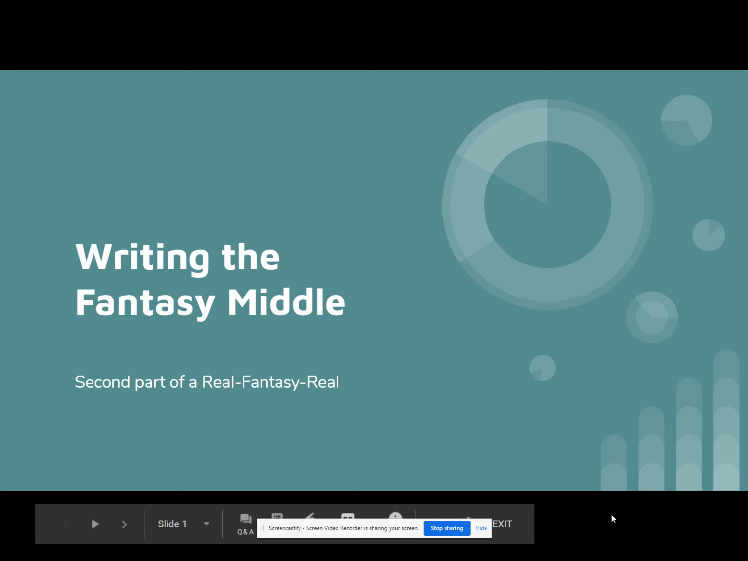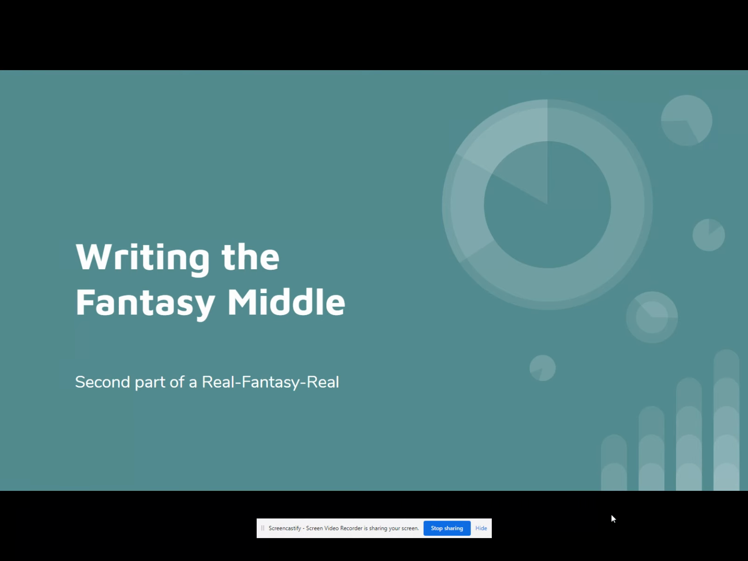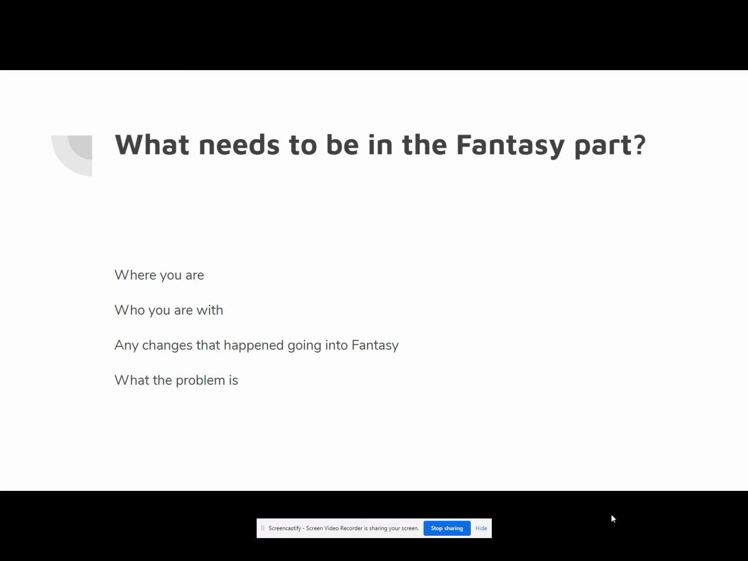Hey, sixth graders, we are ready to work on your fantasy middle part of your writing now. So you've written the real part, coming all the way up to the part when you go into fantasy. And now we're ready to write that fantasy part. So what do you need to put in the fantasy part? Where you are, who you are with, and then any changes that happened as you went into fantasy, and then what your problem is once you go into fantasy.